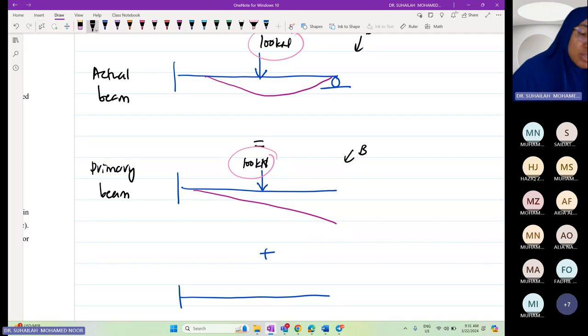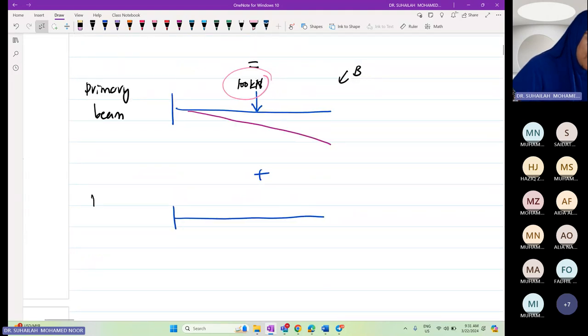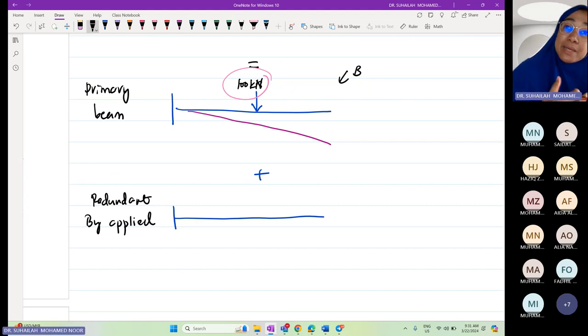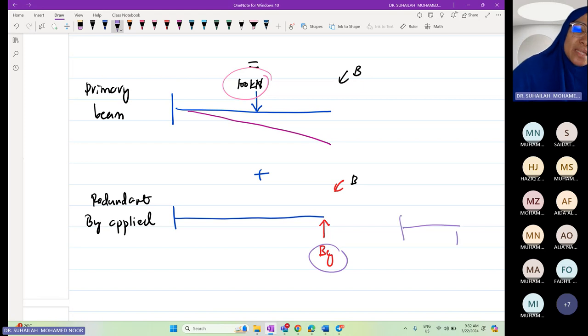Okay, principle of superposition. So this one is redundant. BY apply. Okay, so now we will apply BY here. Kita nak tengok kat sini. Point B. Okay, you anggap BY ni value. Jangan anggap dia unknown. Anggap dia value. Applied, BY applied. What happen? Dia macam cantilever beam, sini satu, sini 100, sini satu. So, jadi macam mana diagram tu?